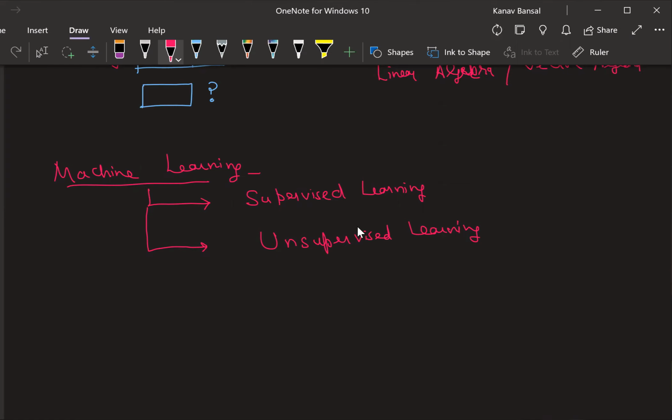It all depends on the data. Always remember that it all depends on the data. If you want to understand whether you are doing supervised learning or unsupervised learning, just go to the data, whatever problem you want to solve, and try to see. For example, let's say you want to predict the gender and this is the data given to you. Just try to see whether the gender column is given to you or not.